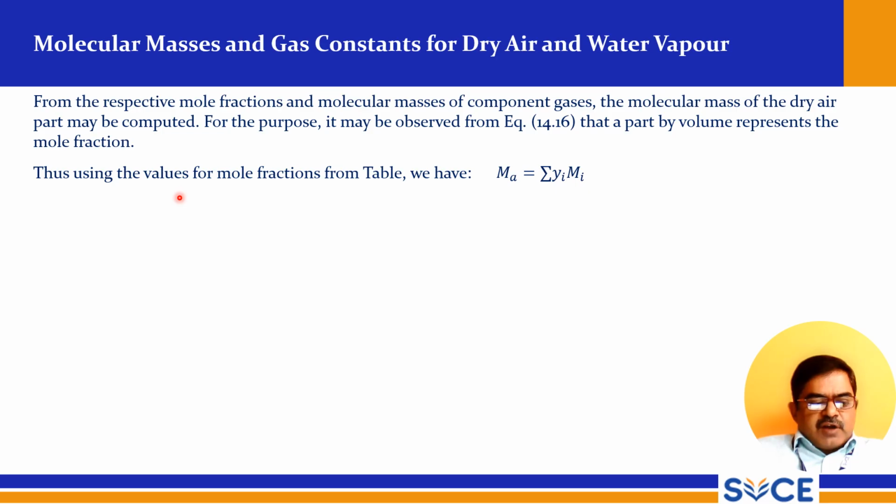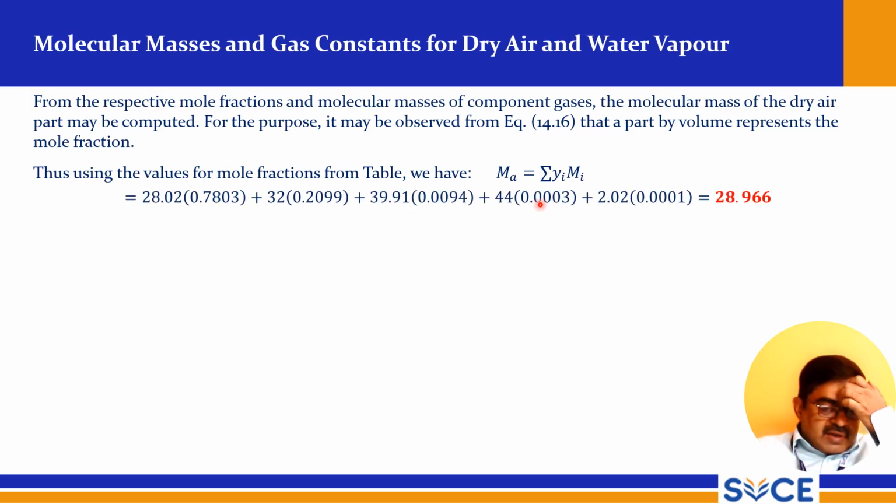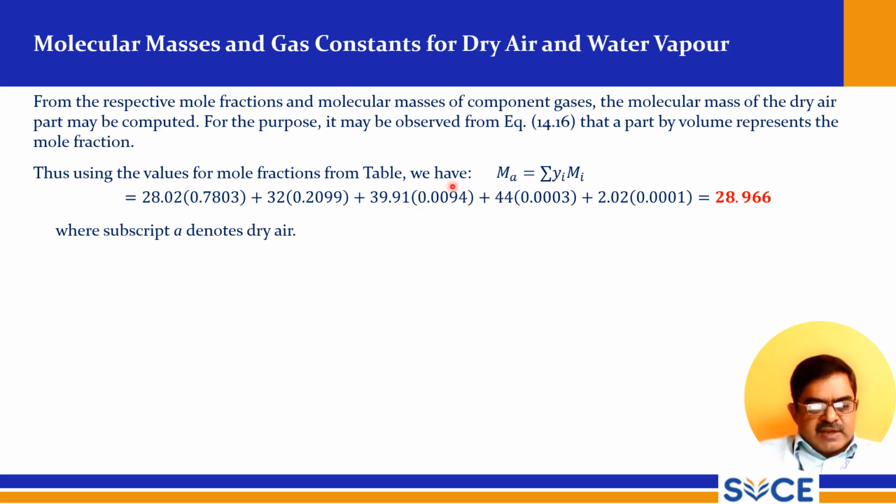Thus, using the values of mole fractions from the table, we have MA equal to sigma yi into capital Mi. By using all the values given in the earlier table and adding them, we get 28.966. That is the MA value, where subscript A denotes dry air.